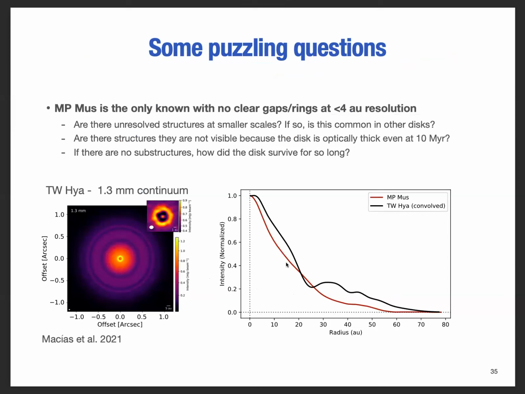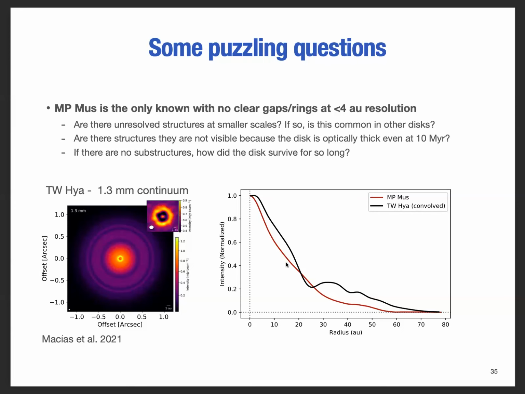So this is TW Hydra. Remember, the closest protoplanetary disk to Earth. You can see all these beautiful rings and gaps. If you put TW Hydra at the distance of MP-MUSE and observe it with the same resolution, you get this black profile. And you can definitely make out at least two gaps, probably the gap in the center, because TW Hydra has this one AU gap there. Still, it looks nothing like MP-MUSE.